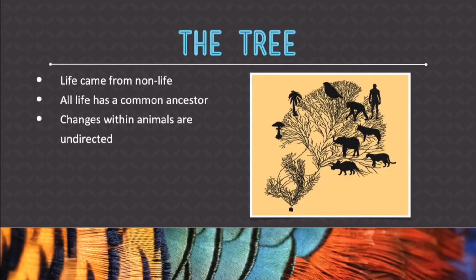Next, they believe that changes within animals are undirected. It's random, it's a natural phenomena that's just random by chance, and it requires a lot of time to form all these different species because of that.